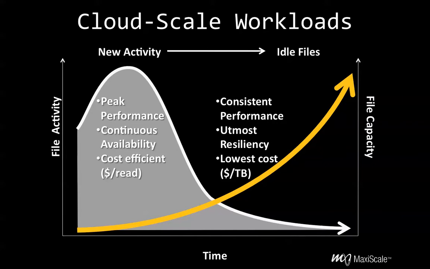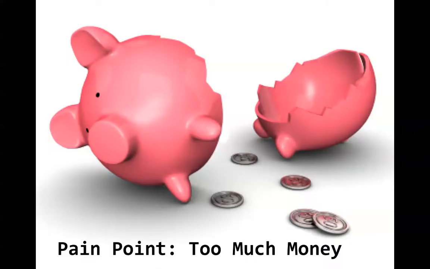So now, instead of peak performance, I just need consistent performance. Instead of continuous availability, I just need resiliency. But most importantly, I need to find the lowest cost per terabyte in order to maintain this tremendous amount of capacity over time. MaxiScale solves this entire spectrum of activity across the entire timeline.